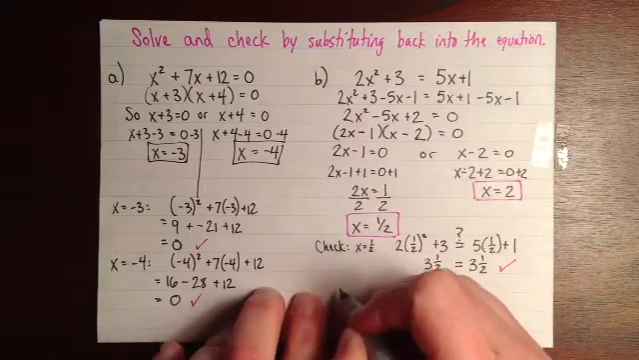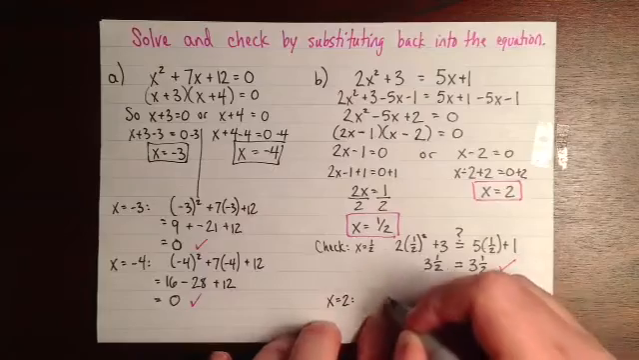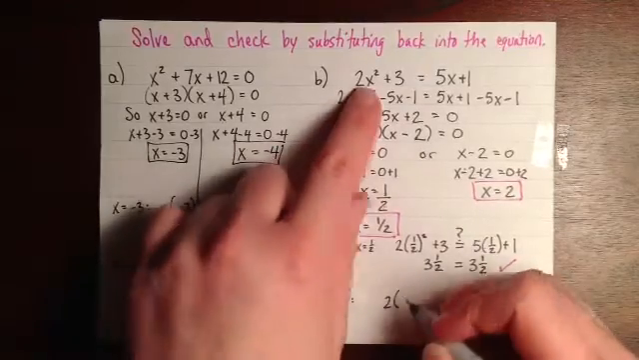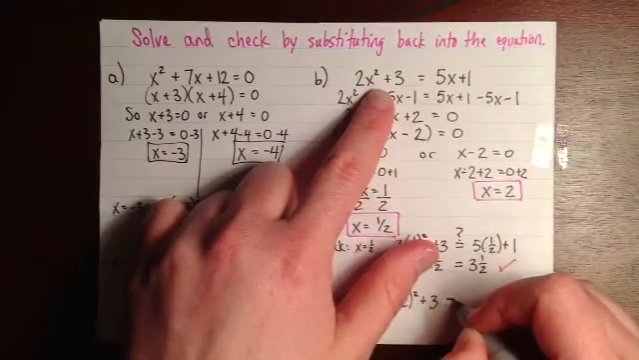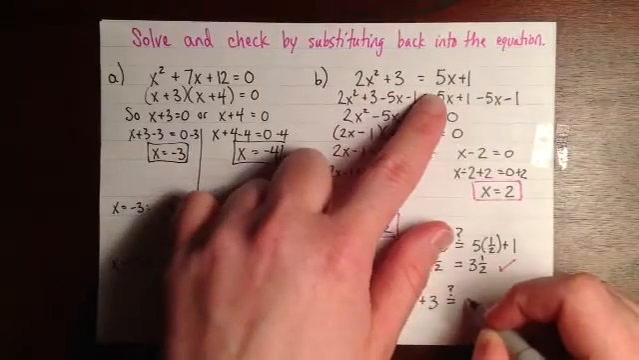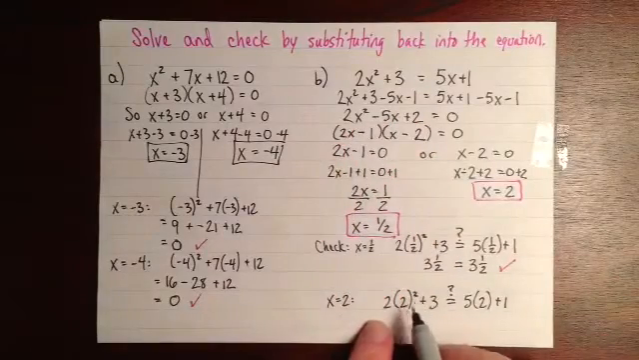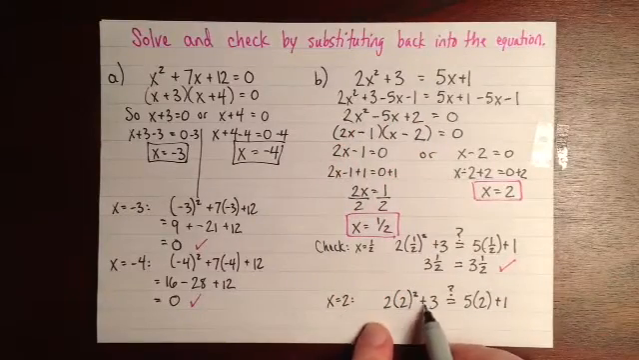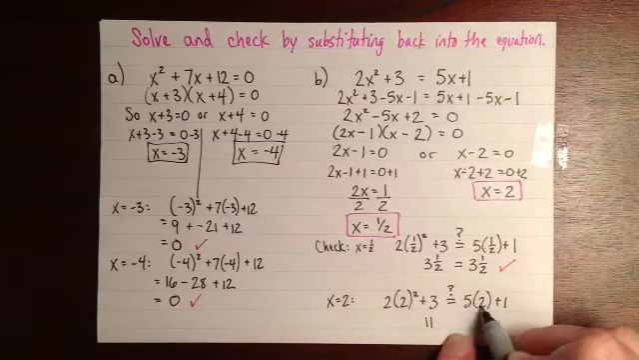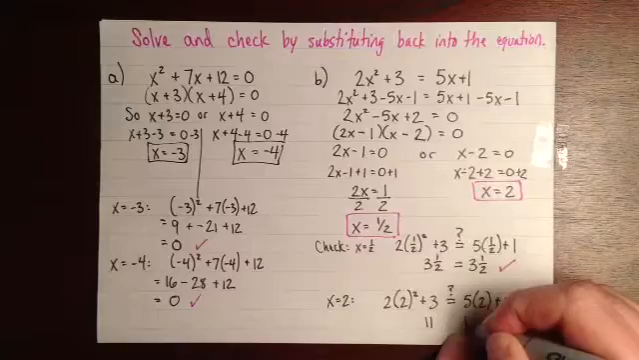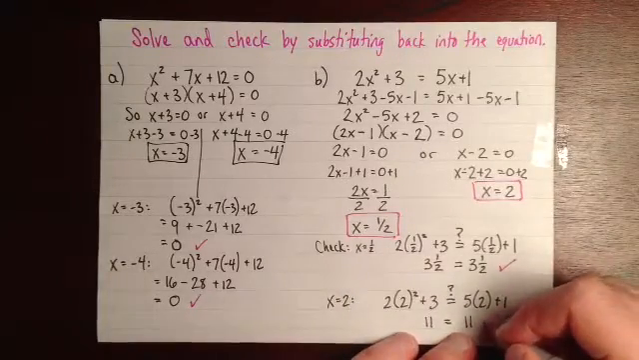Okay, and then I'll check x equals 2. So 2 times, substitute x equals 2 squared plus 3. And is that equal to 5 times 2 plus 1? So 2 squared is 4, times 2 is 8, plus 3 is 11. And here I have 5 times 2 is 10, plus 1 is 11. So these are also equal. So that means that is also a solution.